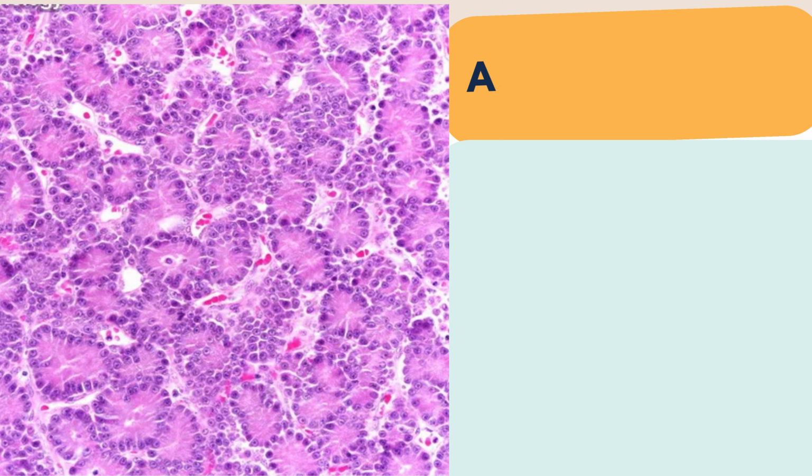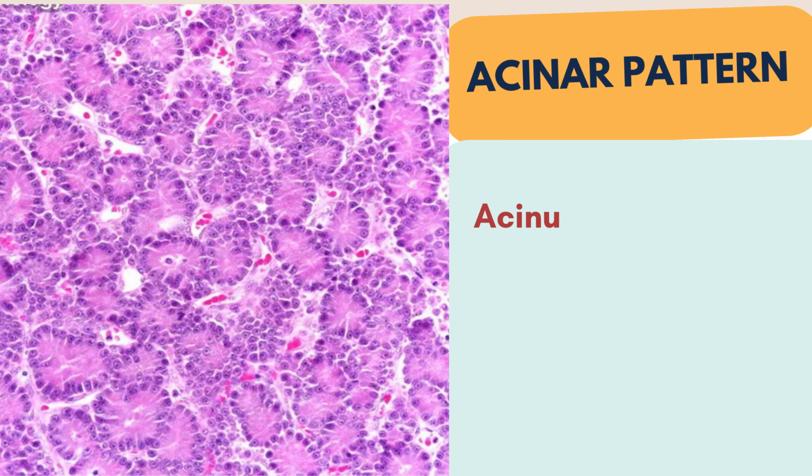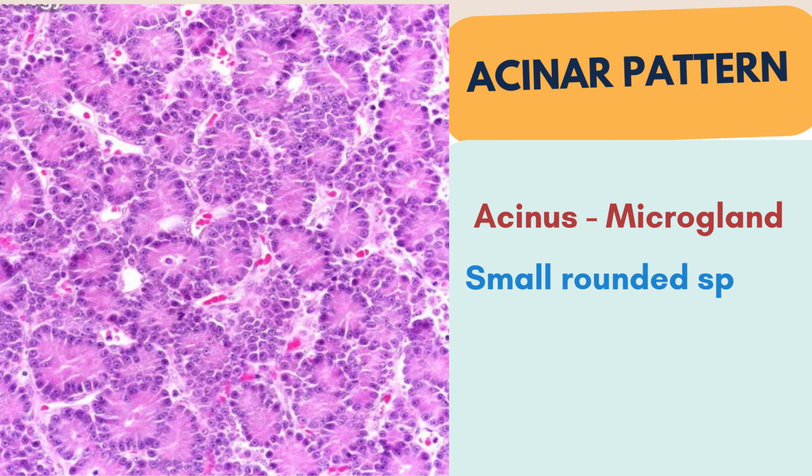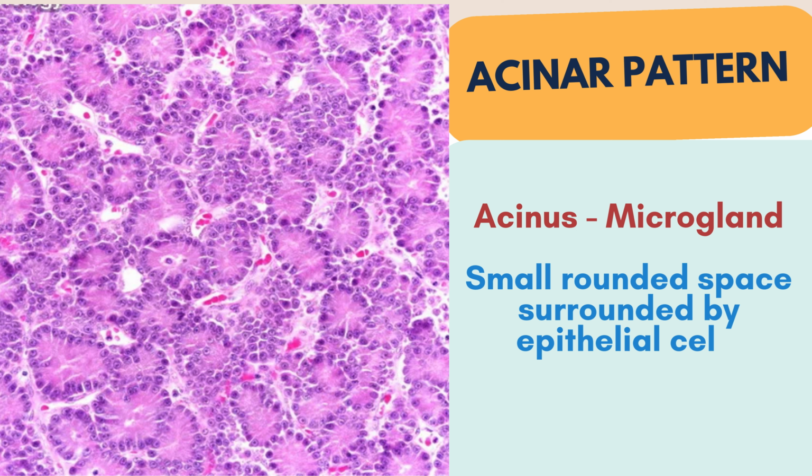Then now comes the acinar pattern. Acinar depicts microgland. Small spaces surrounded by cells forming a round architecture. Tiny sacs packed with purpose. The acinar pattern mirrors the body's own secretory units. Example is granulosa cell tumor of ovary.